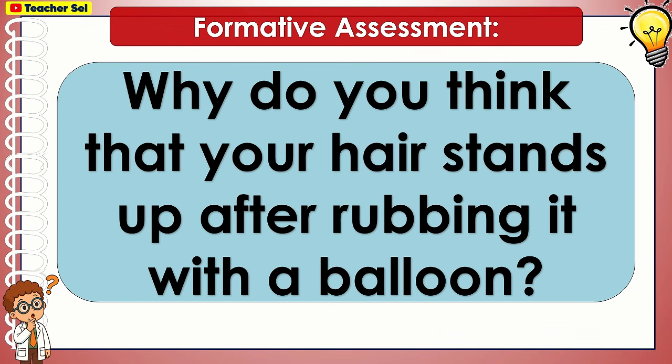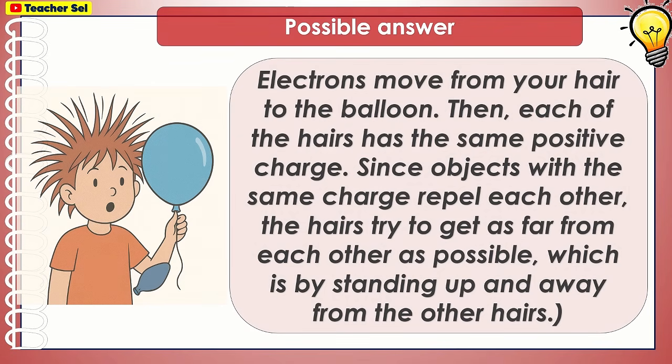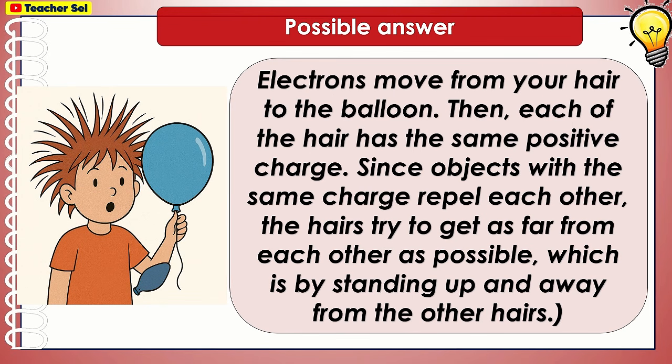Why do you think that your hair stands up after rubbing it with a balloon? Electrons move from your hair to the balloon. Then each of the hairs has the same positive charge. Since objects with the same charge repel each other, the hairs try to get as far from each other as possible, which is by standing up and away from the other hairs.